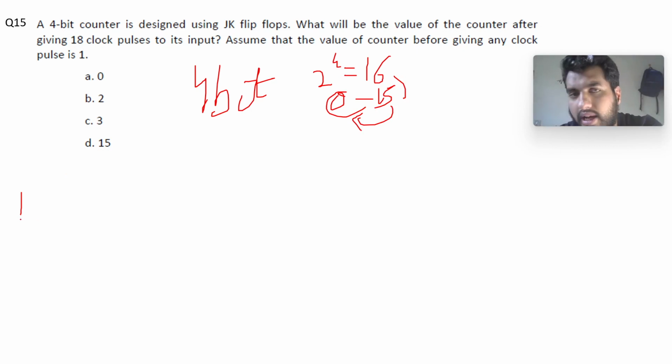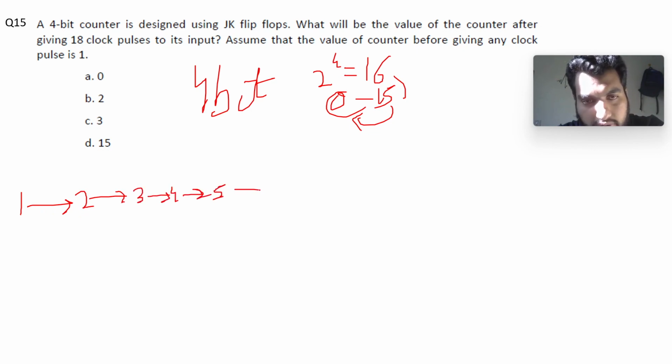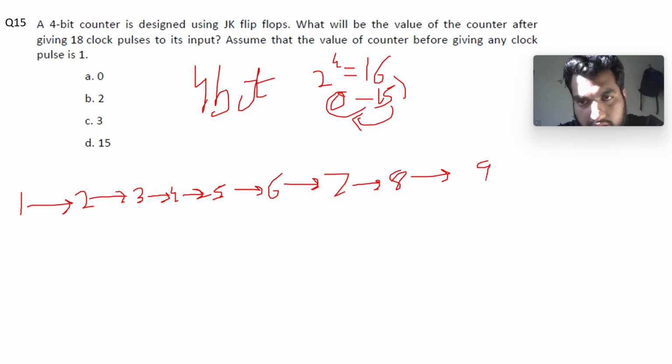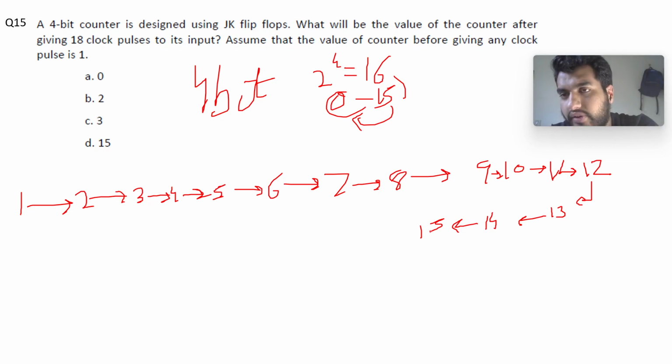As given in the question, I am starting at state 1, then I make a transition to 2 after the first clock pulse, similarly after the second clock pulse, and so on. I have to write all of them because I need to count the number of clock pulses at the end. 9, 10, 11, 12, 13, 14, 15. So now I'm at 15. After 15, what will be my state? It won't be 1, it will be 0. The condition on this counter was that it was initially at 1, not at 0. But once I am at the 15th state, I won't go back to the first.